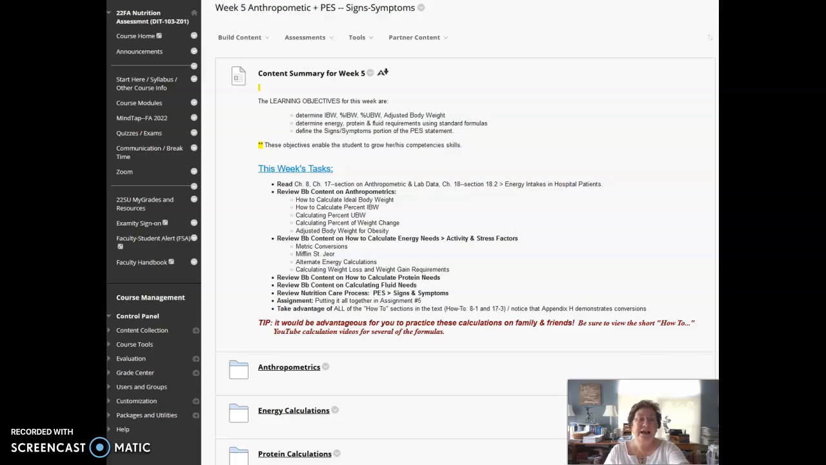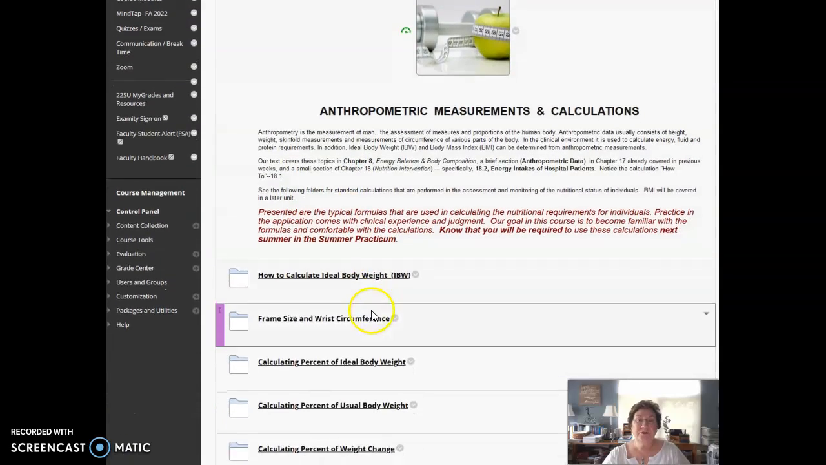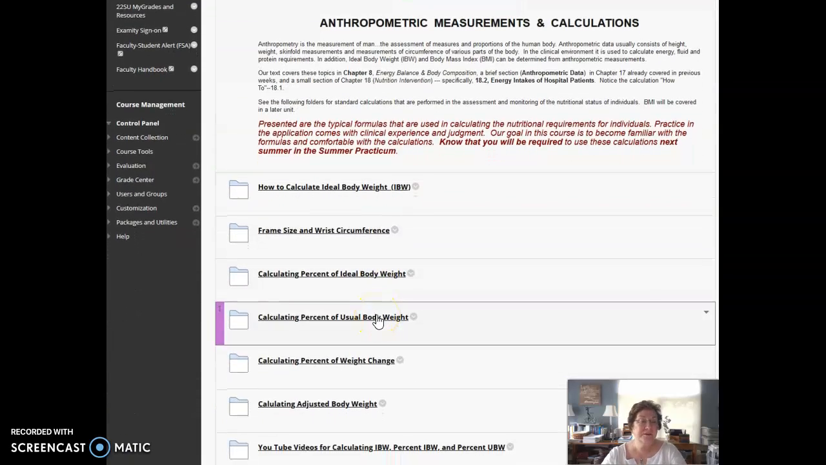Welcome to week 5. This is a pretty busy week with plenty of Blackboard content providing how-to on numerous calculations. Let me click on the anthropometrics folder. This explores how to calculate a number of different things: ideal body weight, percent of ideal body weight, percent of weight change, adjusted body weight, and there are also several YouTubes demonstrating these calculations.